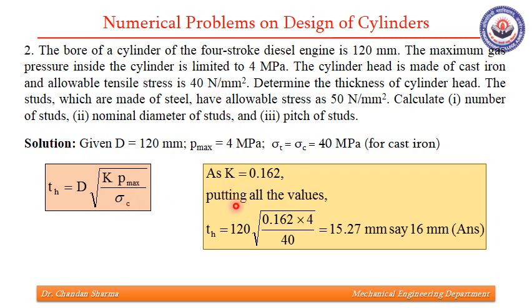When we put all the values, we found t_H as 15.27, say 16 mm. Now we need to calculate the number of studs, their nominal diameter and their pitch.